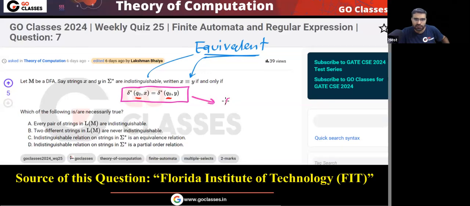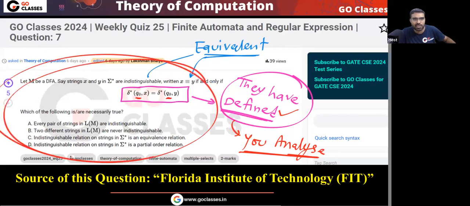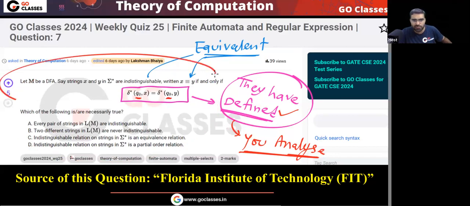This definition is given to you. They have defined it, and you need to analyze it. They have already defined it, but they can define it in some other way. Yes or no? In the GATE exam, if this question comes, maybe they will define it in some other way. Maybe they will not give you this question. Maybe they can give you some other definition.